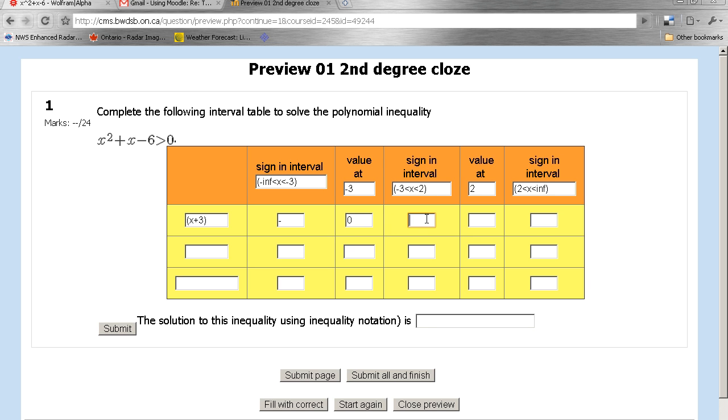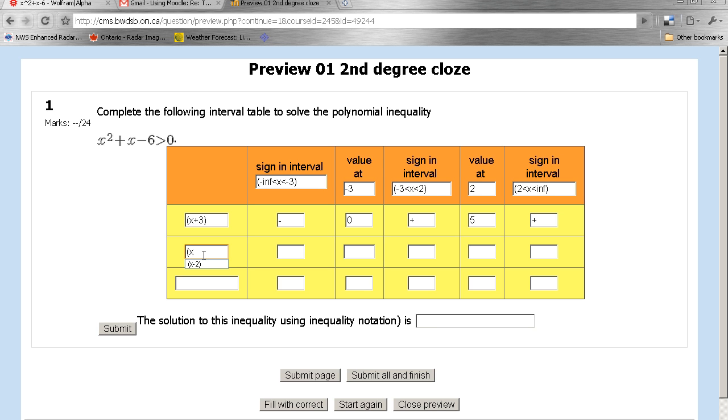Now when x is between negative 3 and positive 2, I know that x plus 3 is going to be positive. So for example, a number in that interval is 0. 0 plus 3 is 3, so that's a positive number. Now the value when x is equal to 2 is 5. When x is greater than 2, x plus 3 obviously is positive as well. And so the answer to that one is positive. Now let's do our next binomial factor.